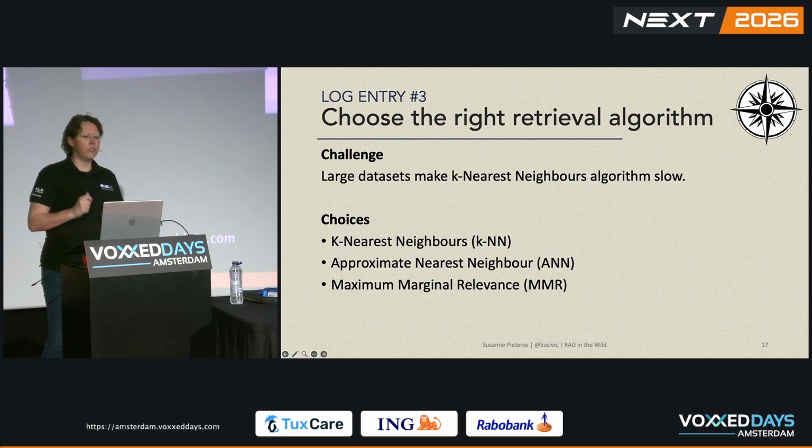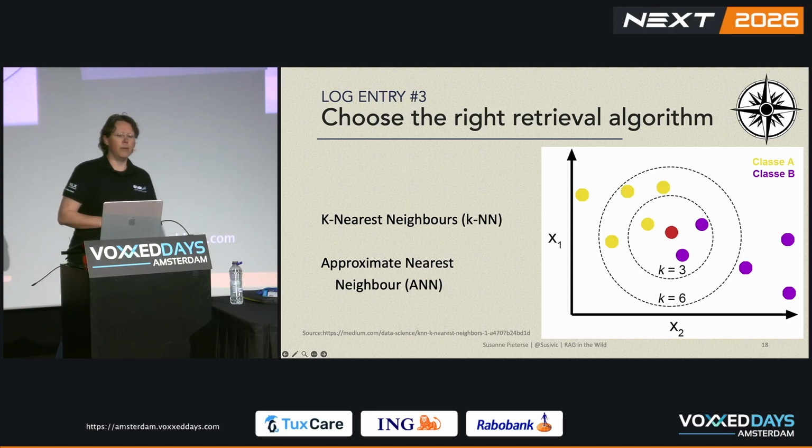Third one, the retrieval algorithm. The fact is that the k-nearest neighbor algorithm is the best one you can use, and most of the vector databases utilize this. But if you have a large data set, it will become slow. So there's another option: you can start, for example, with approximate nearest neighbor and then go to the KNN. I hope I have time to explain that a little bit.